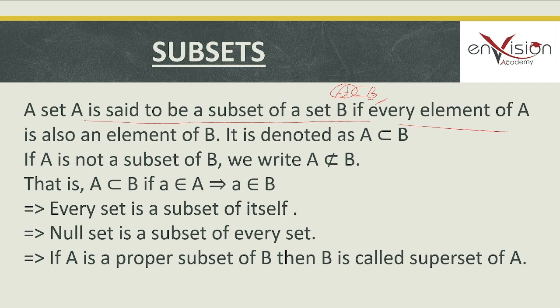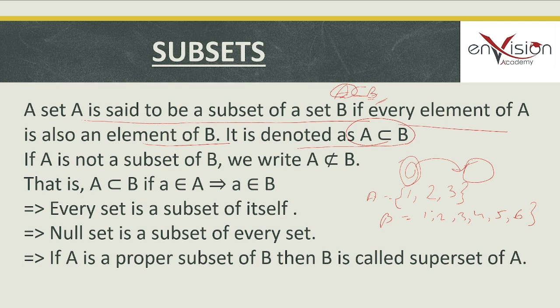If every element of A is also an element of B, then it is denoted as A is the subset of B. अब कोई भी सेट है, मैं उसको दूसरे सेट का सबसेट तभी बोलूंगी अगर मेरे इस सेट के सारे एलिमेंट्स जो हैं वो इस सेट में भी मुझे मिल रहे हैं. इज इट क्लियर? अगर मैं कहूंगी कि वी हैव A is equals to {1, 2, 3} and I have B is equals to {1, 2, 3, 4, 5, 6}.